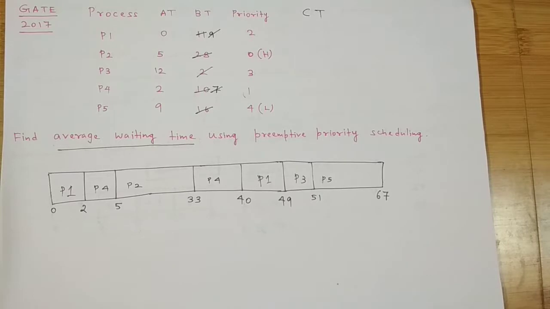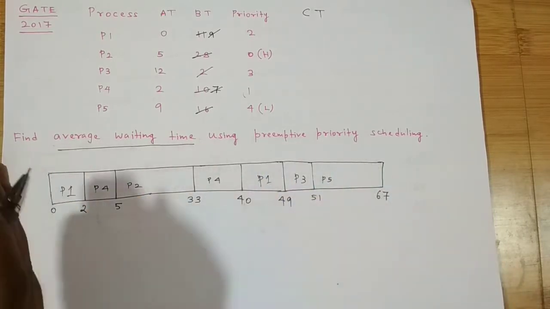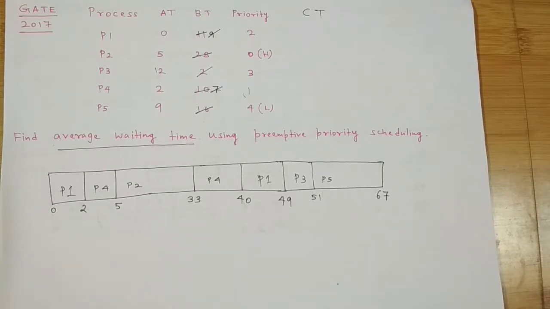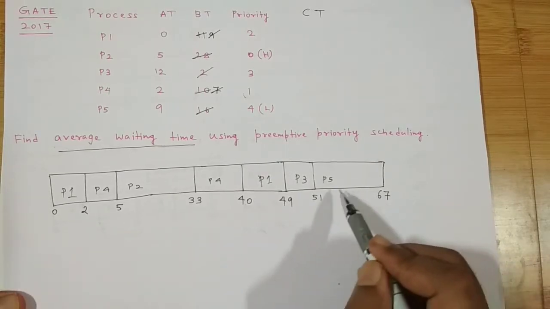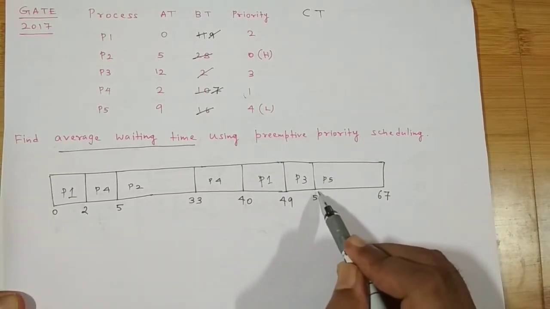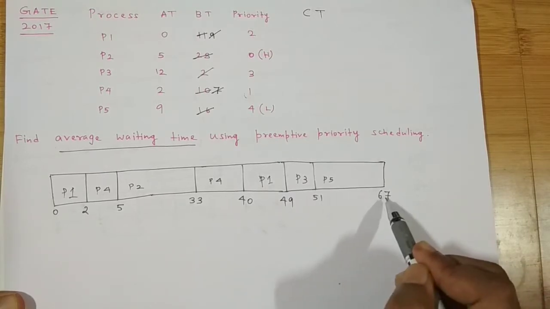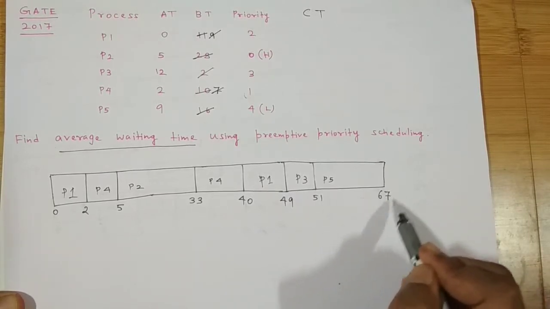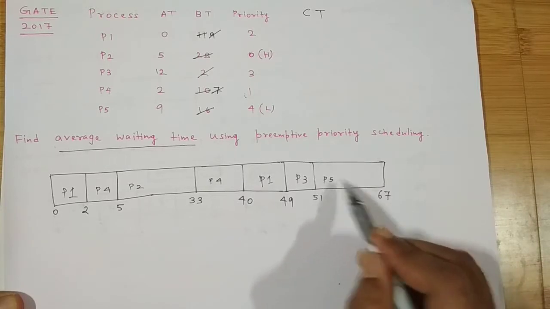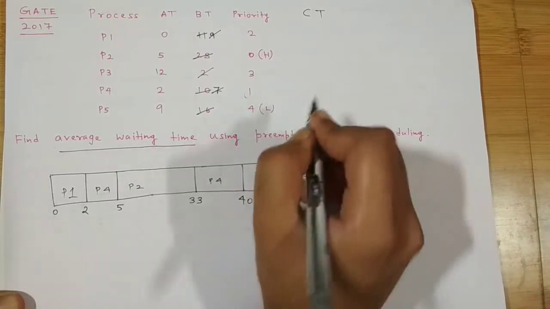In preemptive scheduling algorithms, what we do is we scan the NAT chart from right to left, and the first time we see a process, we note its completion time. So let's see. I'm scanning from right to left. I find P5. Now I find this time frame of P5 to range from 51 to 67. So this will be its completion time. So the completion time of P5 is 67.